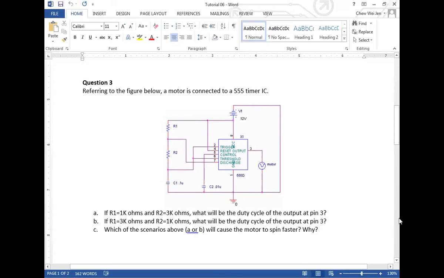So now when R1 equals 1K and R2 equals 3K, what would be the duty cycle at pin 3, and then after that you swap it: R1 equals 3K, R2 equals 1K. You calculate what's the duty cycle. So first step is to calculate the duty cycle. Then after that, try to figure out what the answer represents. Calculating the duty cycle should be fine, just using the formula. So what duty cycle do you get for part A and for part B?